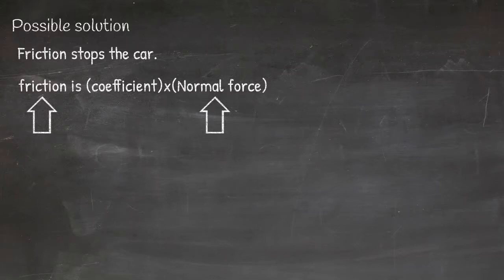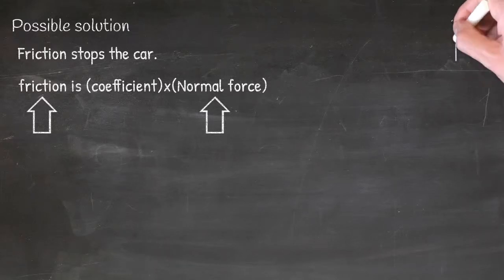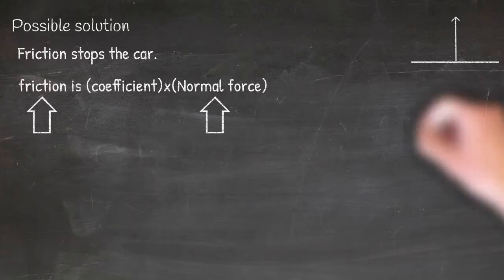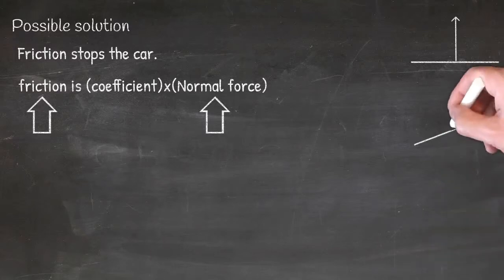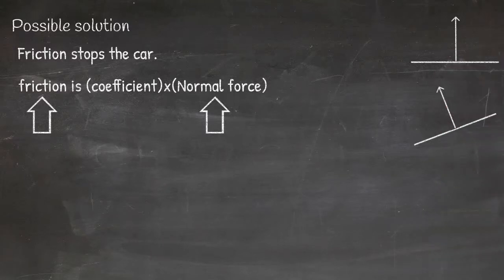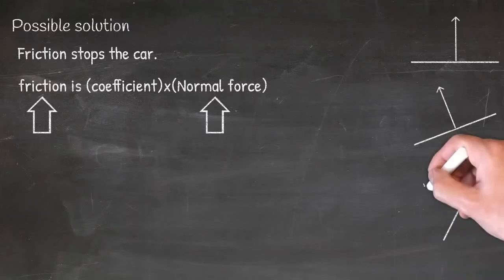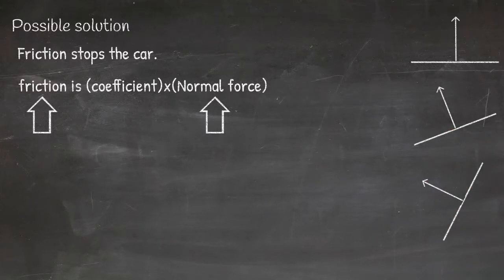Now we first off define the normal force to be a force perpendicular to a surface. So the surface we're talking about here is the flat level road that the car is traveling along. So the normal force will be pointed straight up perpendicular to that. If we were driving up a hill, the normal force would still be perpendicular to that hill surface. And that doesn't matter the steepness of the hill. The normal force is always perpendicular to that surface.